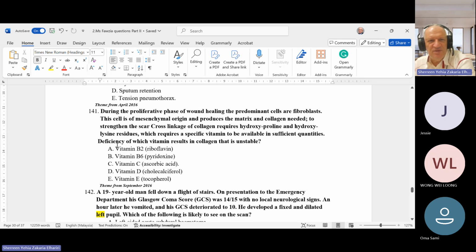Next question is a physiology question. During the proliferative phase of wound healing, the predominant cells are fibroblasts. The cell is of mesenchymal origin, produces a matrix, collagen needed to strengthen the scar. Cross-linkage of collagen requires hydroxyproline, hydroxylysine residues, and requires a specific vitamin if available in sufficient quantity. Deficiency of which vitamin results in unstable collagen? So which vitamin is responsible for transformation of proline to hydroxyproline?